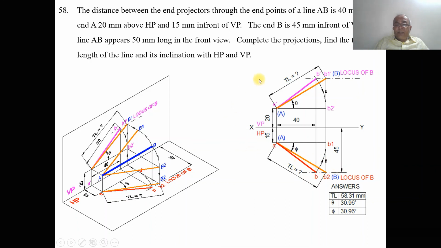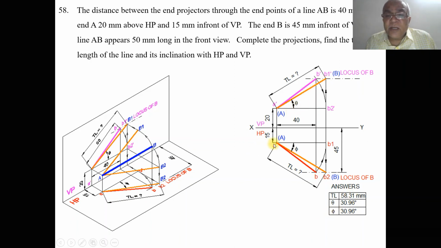So this is how you will be able to draw the sketch. Now, using the scale, you measure the length of A dash B1 dash, which is the true length, 58.31 mm. Similarly, for the inclination, using the protractor with A dash as center, you measure the angle, which is the true inclination with respect to HP, theta, equal to 31 degrees.